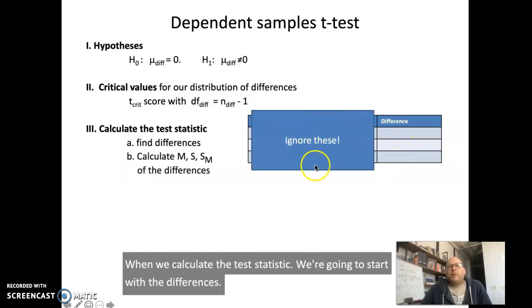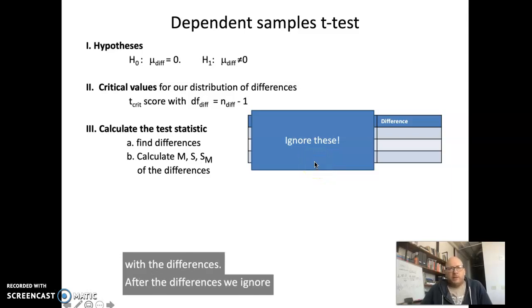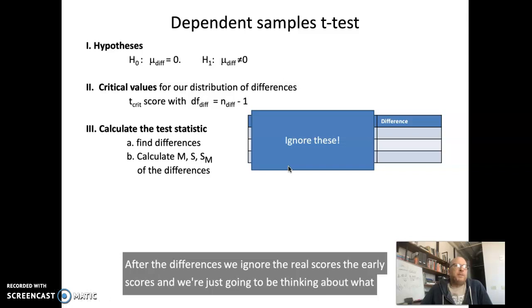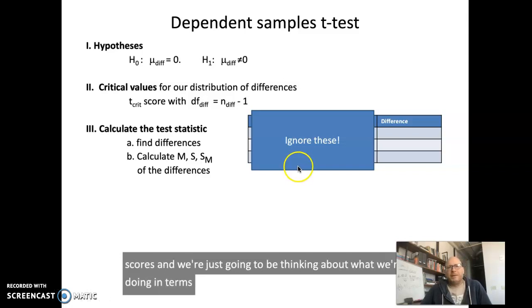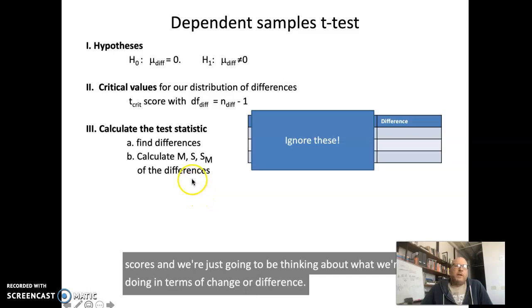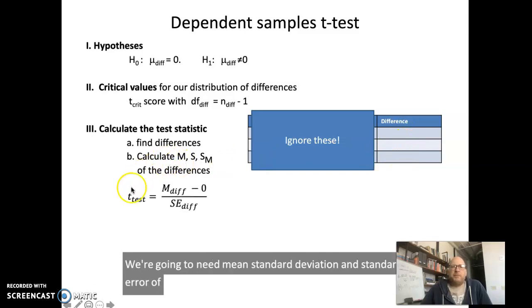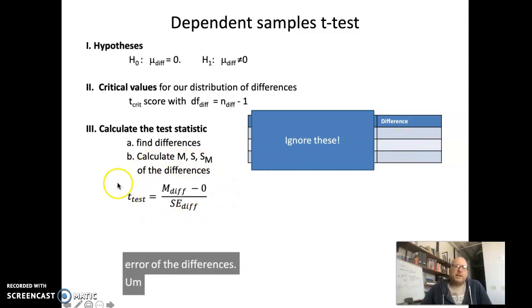After the differences, we ignore the real scores, the early scores, and we're just going to be thinking about what we're doing in terms of change or difference. We're going to need the mean, standard deviation, and standard error of the differences. And that's because our t-test looks like this.